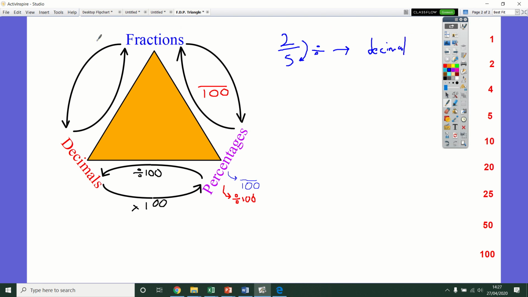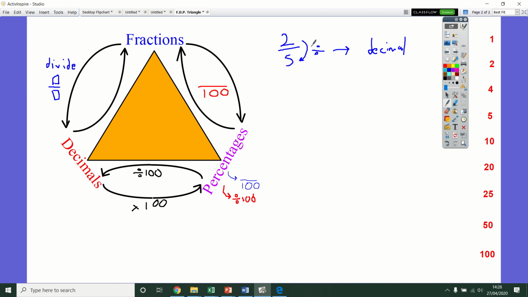Okay, so I'll put that on straight away. So fraction to decimal is you divide the numbers in your fraction. You've got a number on the top, and you divide it by the number on the bottom. If I want to work out what this is as a decimal, I want to do this divide sum.